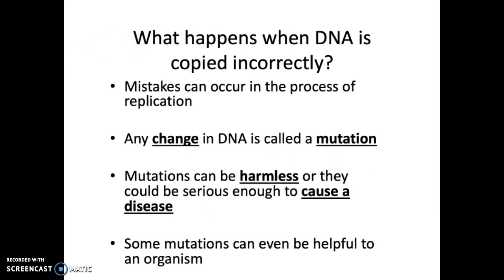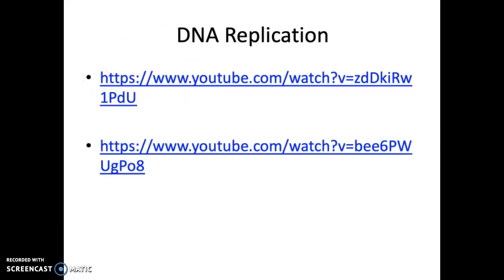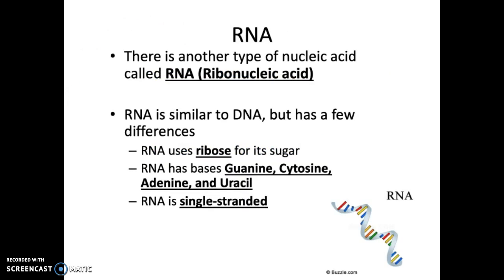So what happens when DNA is copied incorrectly? Mistakes happen. Any change in DNA is called a mutation. Mutations can be harmless or they can cause disease. Sometimes mutations can even be helpful to an organism. These are videos on DNA replication, which will be posted on your Canvas page.